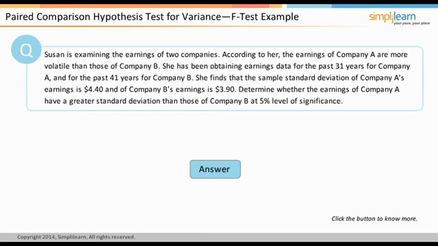Determine whether the earnings of Company A have a greater standard deviation than those of Company B at 5% level of significance. Click the button given on the screen to know the answer.